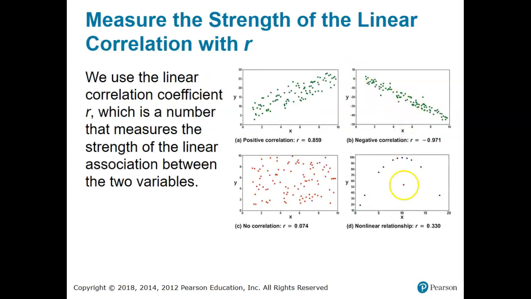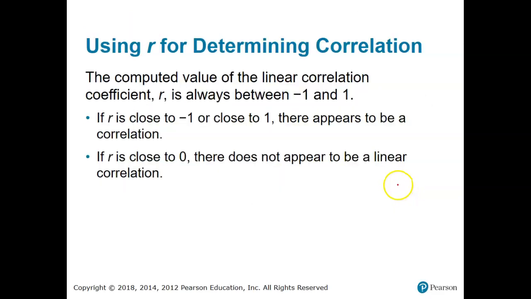So here are a few that we've already talked about, and you can see, again, the closer the absolute value is to 1, the more it forms a perfectly straight line. The more it gets away from 1, the more it spreads out. And then, of course, we have these that aren't even linear.